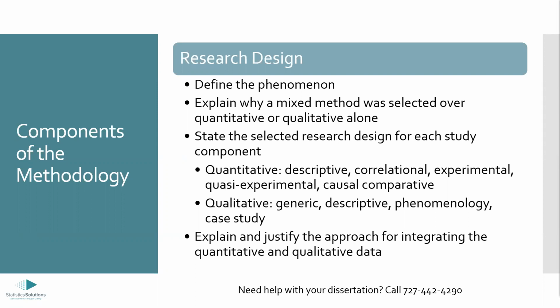And once you've defined those, you also want to explain and justify the approach for integrating the quantitative and the qualitative data. So when you do a mixed method study, you have to have some kind of plan for how the two components of your study are going to help you answer your research questions and address the aims of your study. And this will involve incorporating those two forms of data, the quantitative data and the qualitative data, in order to answer your research questions. So here you'll want to talk about how exactly that's going to happen and justify the approach for doing it.